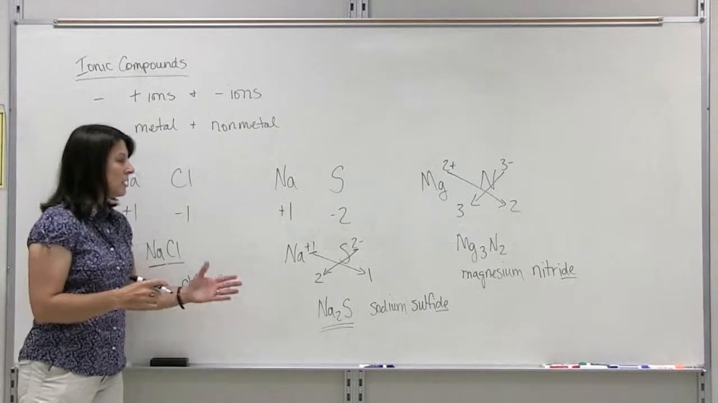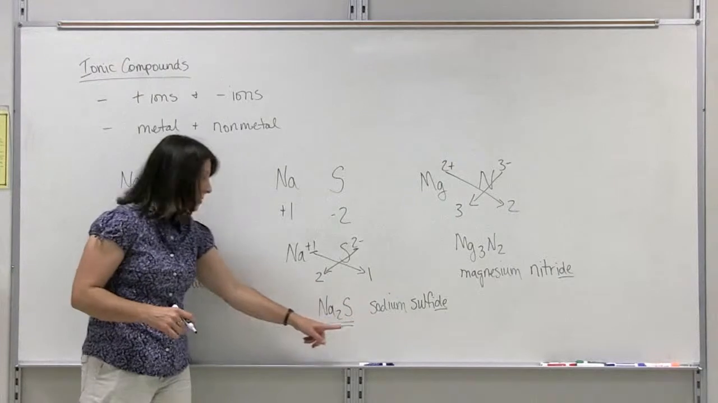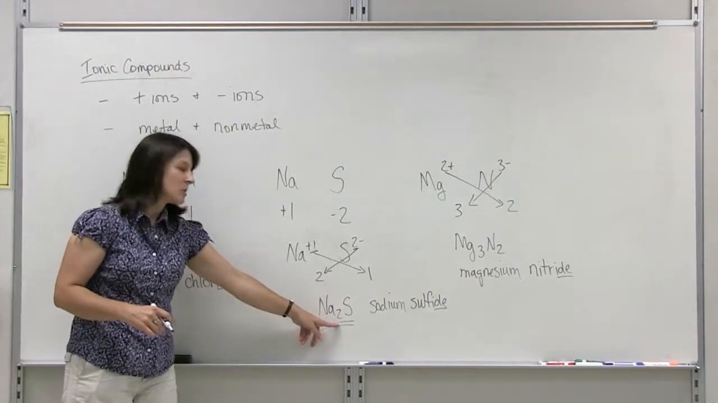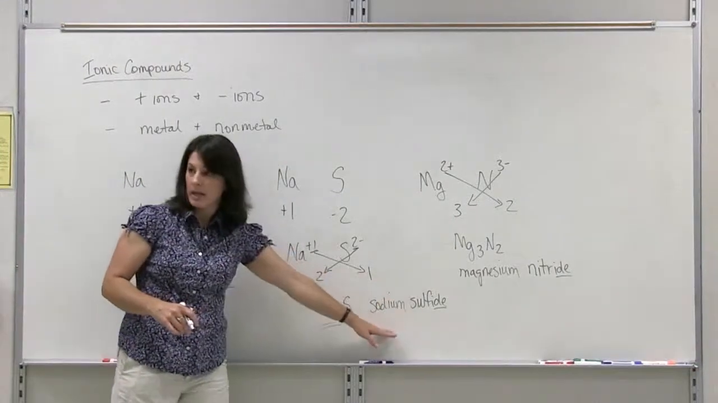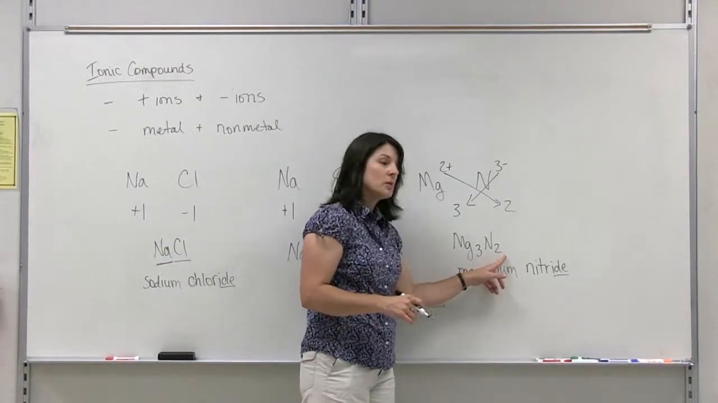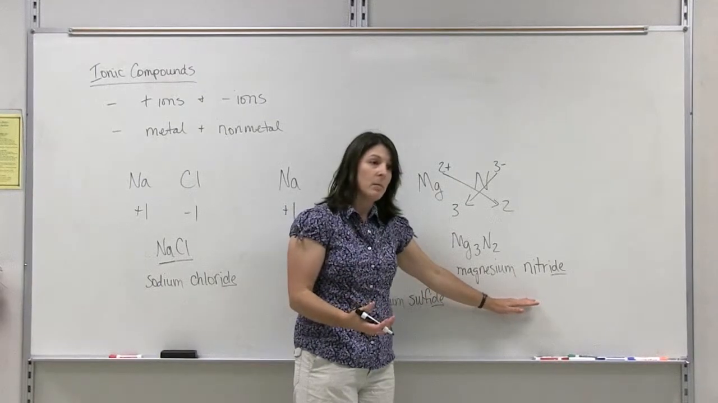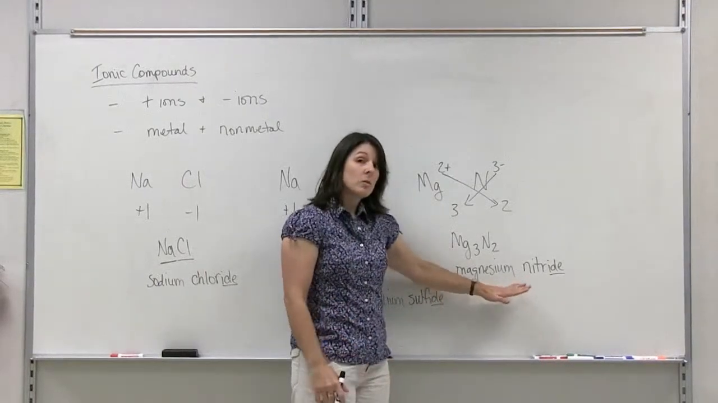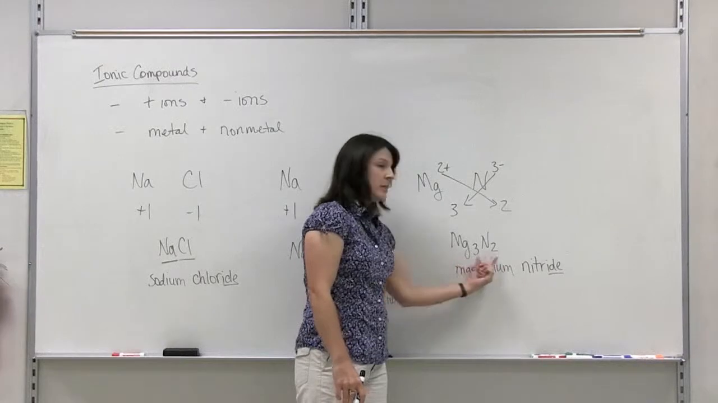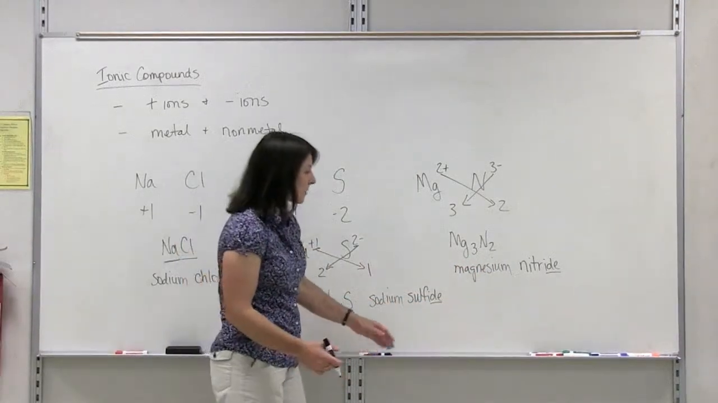Okay, notice that the subscripts were not involved in the name at all. Just because we have a 2 with the sodium sulfide, we don't indicate that anywhere in the name. We had 3 magnesiums and 2 nitrogens. We don't change the name at all to indicate how many there are, because there is only one way that magnesium and nitrogen can go together to form a neutral compound.